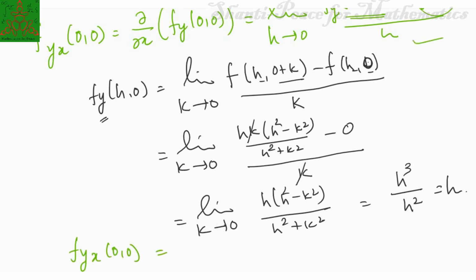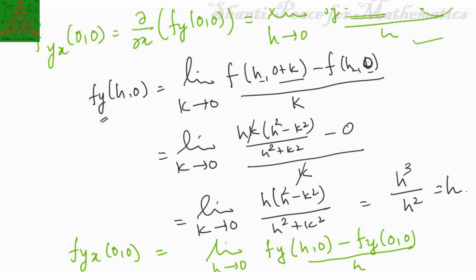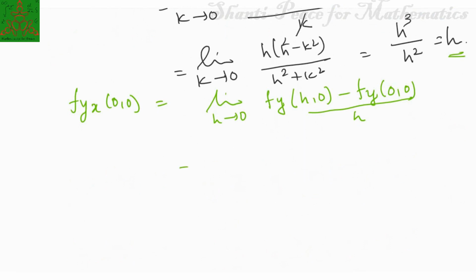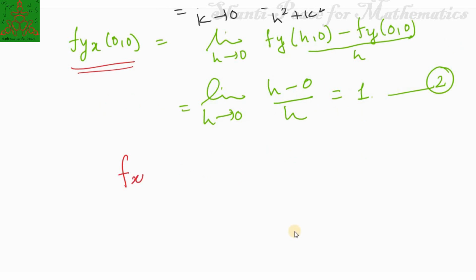As per this condition, that is limit h tends to 0 of fy at (h, 0) minus fy at (0, 0), upon h. We know that fy at (h, 0) we have calculated as h, and fy at (0, 0) we have calculated as 0. So this is limit h tends to 0 of h minus 0 upon h, which is 1. So we can say that fyx at (0, 0) is not equal to fxy.